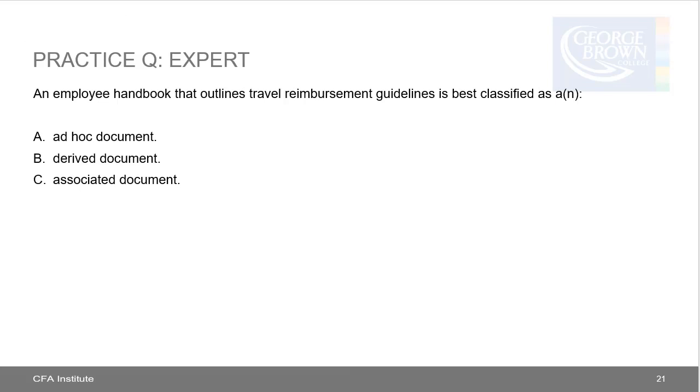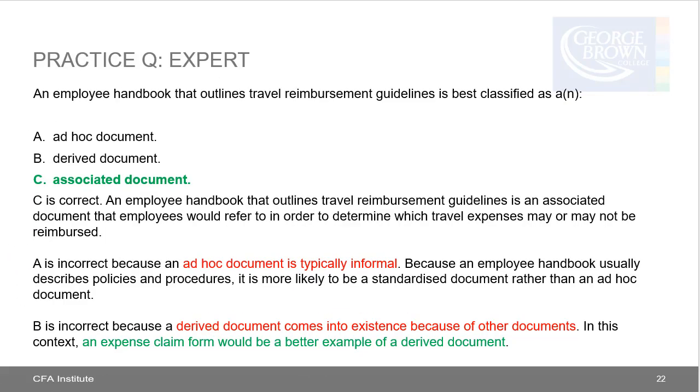Another quick practice question, and maybe this one's a little bit tougher. The question is, an employee handbook that outlines travel reimbursement guidelines is best classified as A, ad hoc document, B, derived document, or C, associated document. So the correct answer is C. This is where we're going again through the differences between an ad hoc document, a derived document, and an associated document. So this question was about an associated document. You could anticipate on the exam you'd see something very similar. You have to know the definitions and differences between ad hoc, derived, and associated.